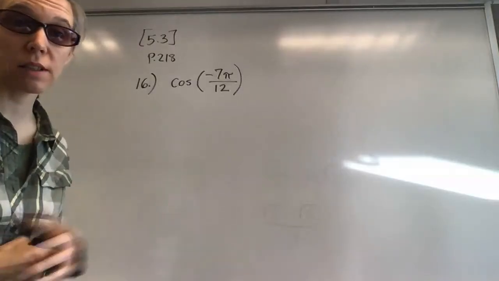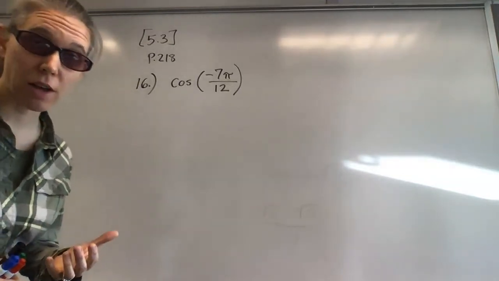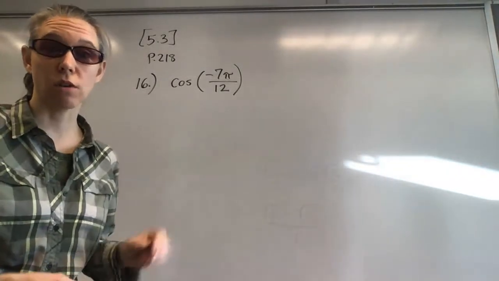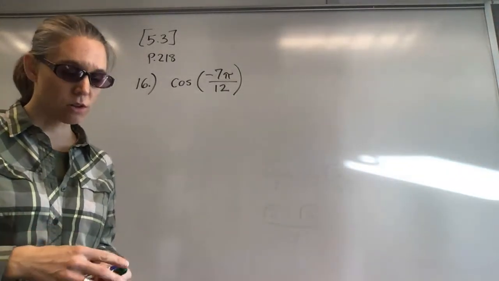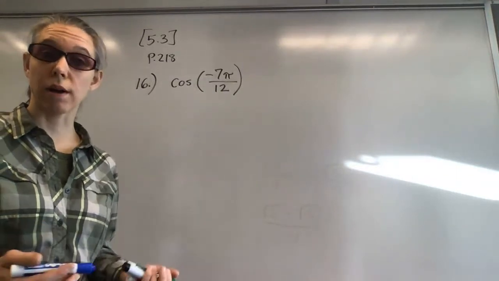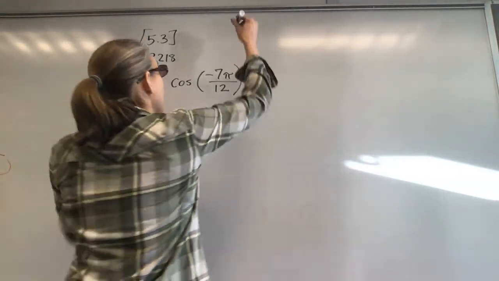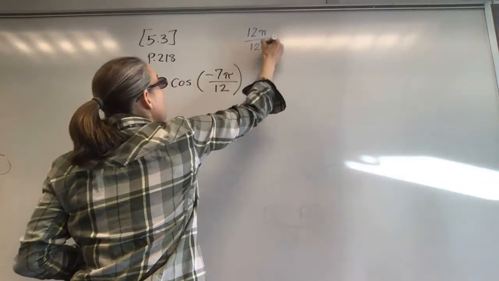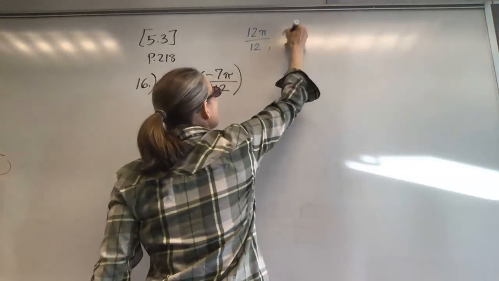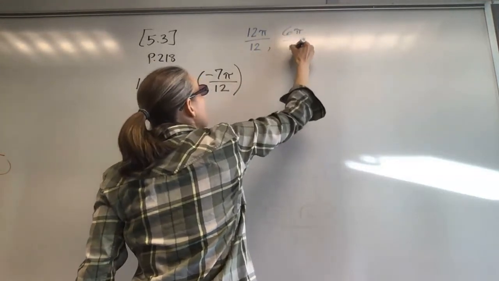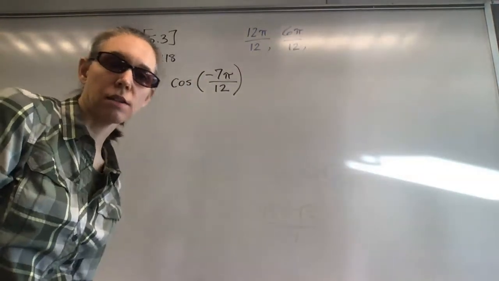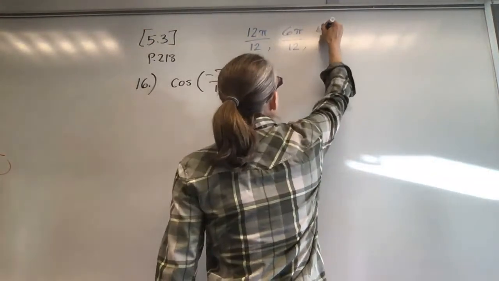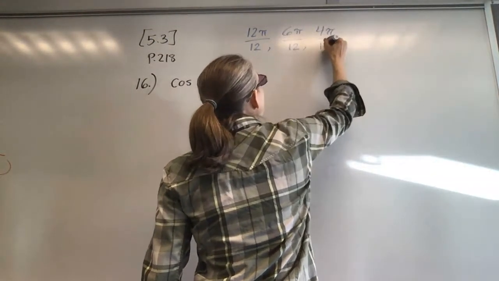Okay, so for question number 16, we likewise need to find the exact value. Of course, negative 7 pi over 12 is not one of the values on the unit circle. So let's think about the values on the unit circle in terms of twelfths, okay? We have pi, which is going to be 12 pi over 12. We have pi halves, which is 6 pi over 12. What else do we have on the unit circle besides pi and pi halves? We have pi thirds, right? And that is 4 pi over 12.